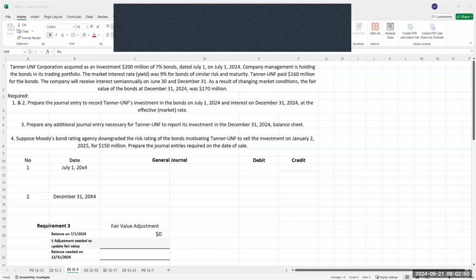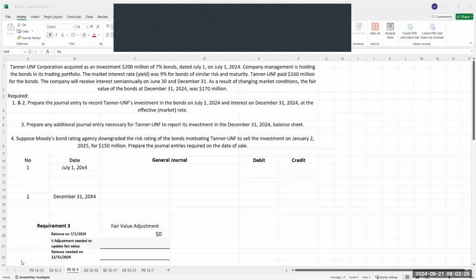Requirements are asking us first and foremost to prepare the journal entry to record the investment in the bonds on July 1st and interest on December 31st at the effective market rate. 3, prepare any additional journal entries to report its investment on the December 31st balance sheet. And then 4 is saying, suppose Moody's bonding rating agency downgraded the risk rating of the bonds. In such case, Tanner had to sell the investment on January 2nd, 2025 for $150 million. Prepare the journal entry required on the date of the sale.